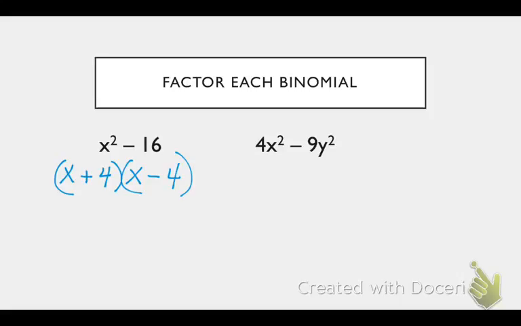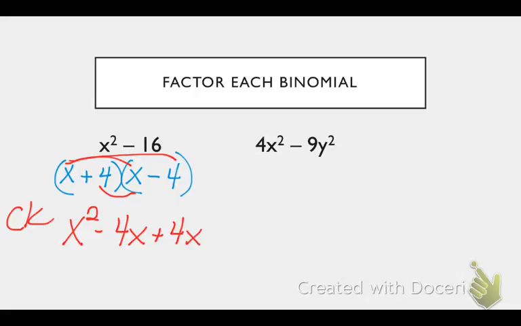Now, the way to check it would be to distribute, or to FOIL, for those of you who use that terminology. To check it, you would do x times x is x squared. The outer product would be x times negative 4, minus 4x. The inner product would be plus 4x, and the product of the last would be minus 16. So we see that these two middle terms drop out, resulting in x squared minus 16. So we did factor correctly.